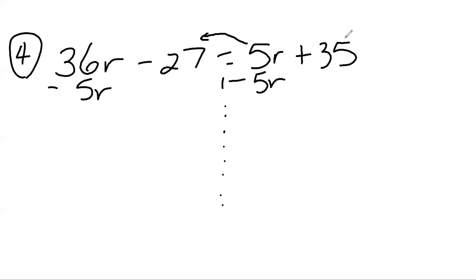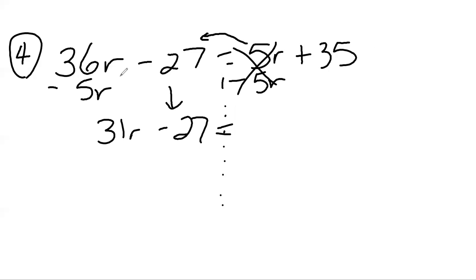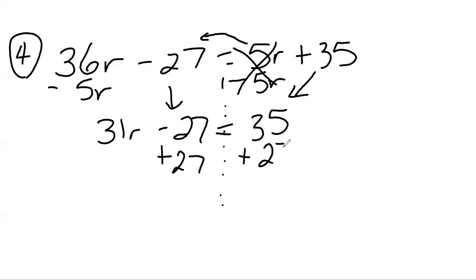So now I have 36r minus 5r, which gives me 31r. I'm just going to bring down the negative 27. These 5 r's cancel out and it equals 35. I just bring that down as well. Now it's a regular two-step equation. You need to move the 27 over here to the right. So I'm going to add 27 to each side. Why am I adding? Because there's a minus sign right here and you have to do the inverse. You have to do the opposite because now these make 0 and go away.